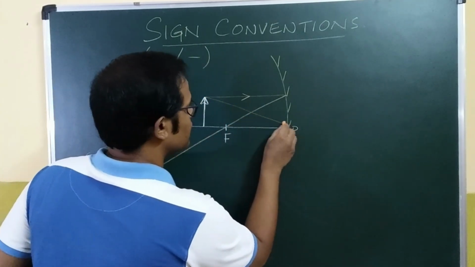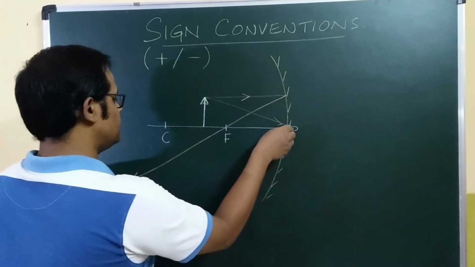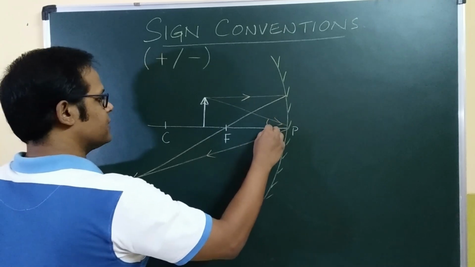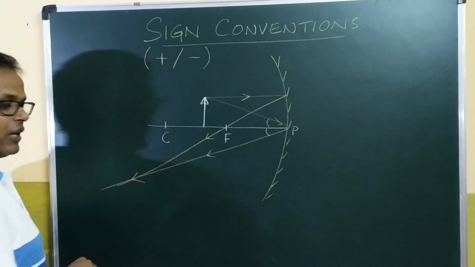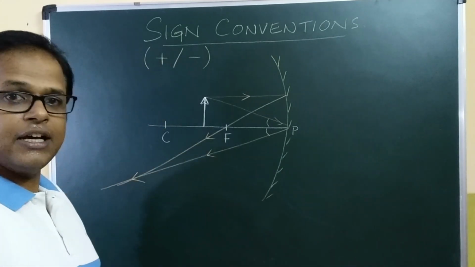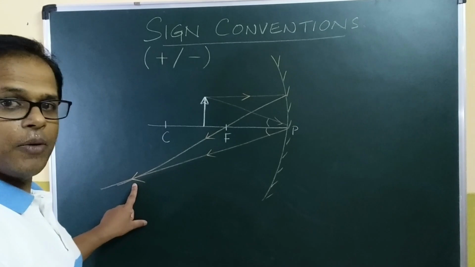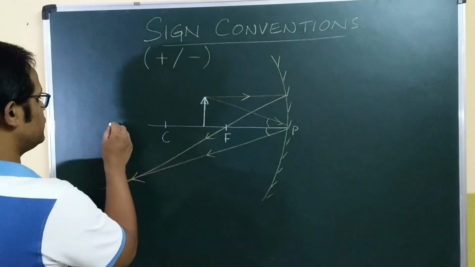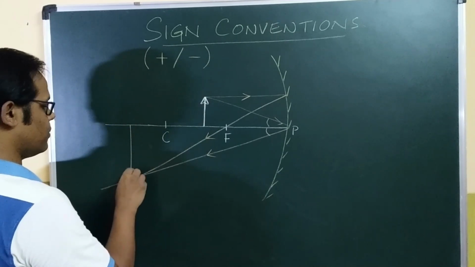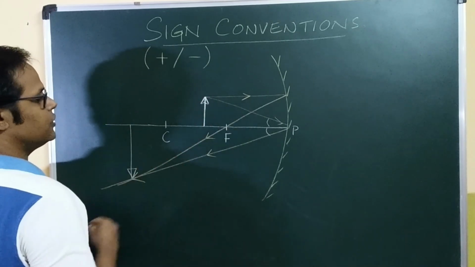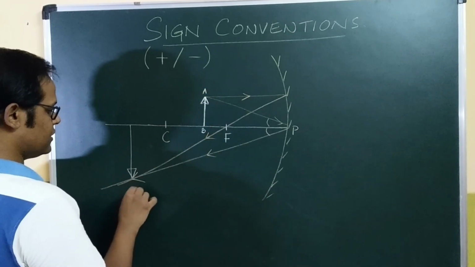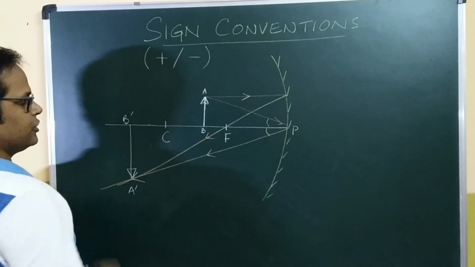And here I use another ray striking at the pole of the mirror, and there we go. It always makes equal angles. You can clearly see in this diagram, I've drawn a pretty clear and bigger diagram. The image is forming somewhere beyond C, which is truly the case. This is the image formed of this object. Let us quickly name the object AB. So the image has to be A dash B dash.